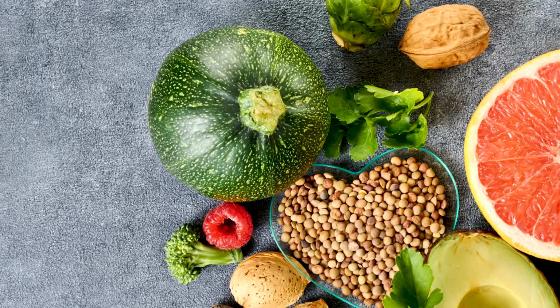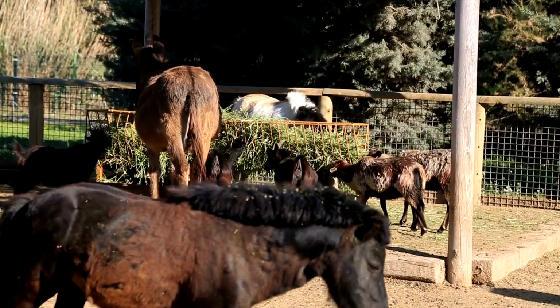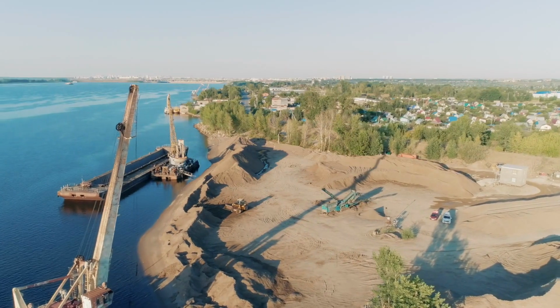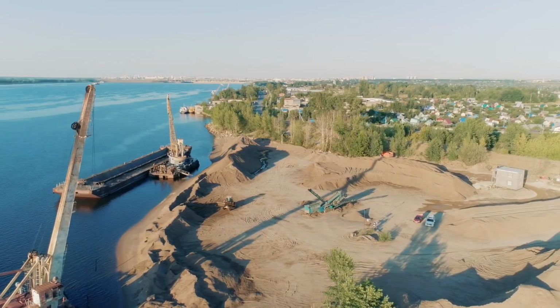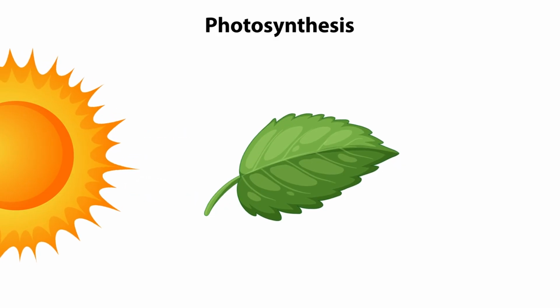So, in summary, plants are the food producers. Animals and humans depend on plants for food and oxygen. This is why plants are called the foundation of life on Earth. In the next part, we'll dive deeper into the process of photosynthesis, the food-making process in plants.